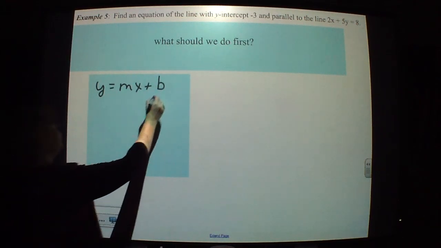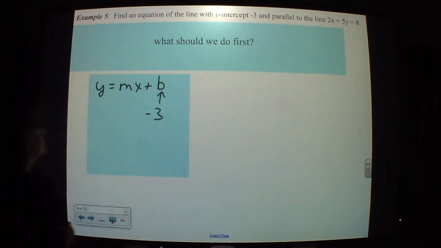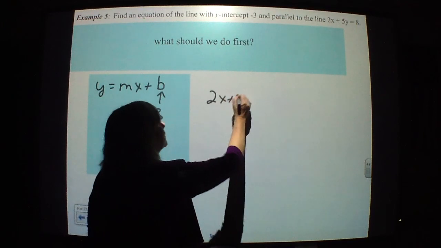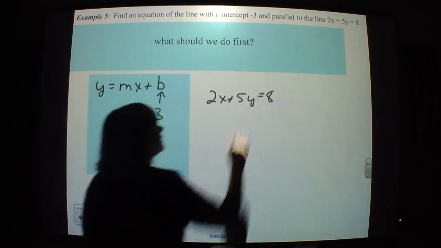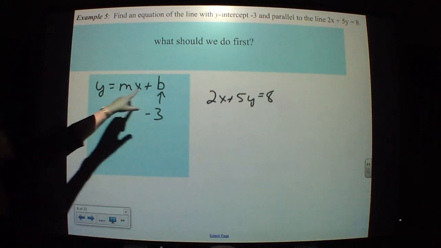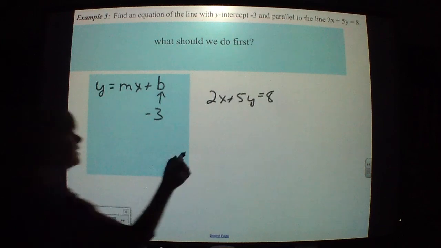So I know that that y-intercept is minus 3. I do know that much. If it's parallel to the line 2x plus 5y is equal to 8, you know it has the same slope. So I can take that equation, 2x plus 5y is equal to 8, and put it in the slope-intercept form and then be able to read the slope from the equation, and that's what I'm going to do.